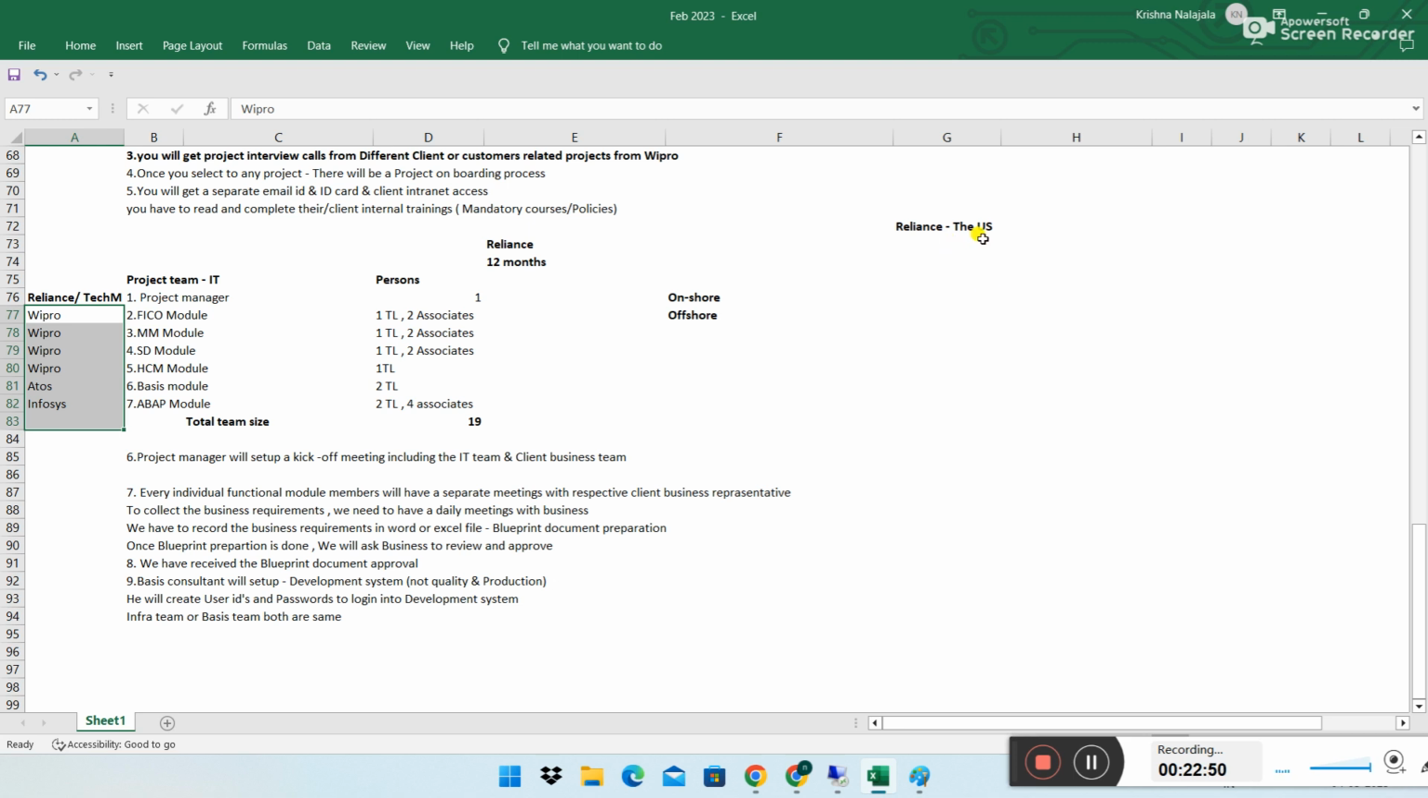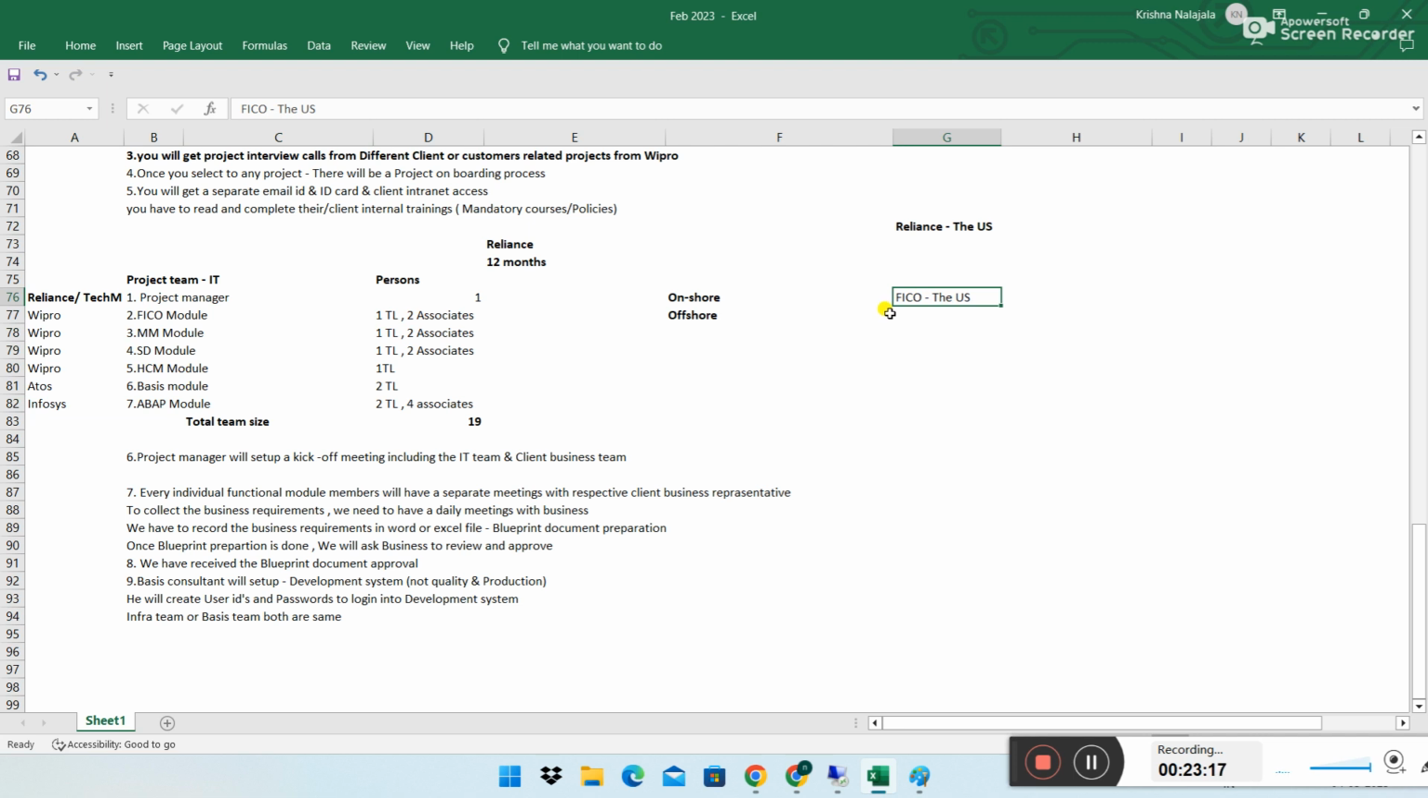Now, Reliance is in the US, and to do this, you have to interact with the Reliance people, right? Reliance business people. Maybe on the FI side, in total we have one team lead and two associates in a team. So maybe the team lead went to US. The FICO team lead went to US. He's in the US. Why is he in the US?